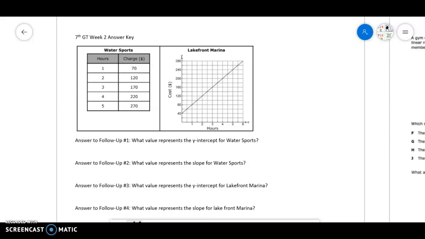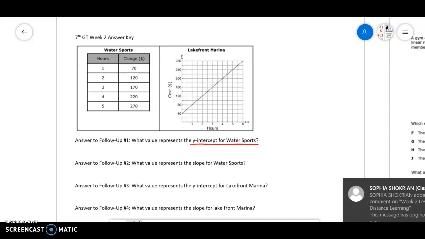I want to go over the answer key to this week's practice problem so that you can double check anything regarding the comments I sent back to you and such. So here we had a table and we had a graph, and you needed to find the slope and y-intercept for both of those for day one.